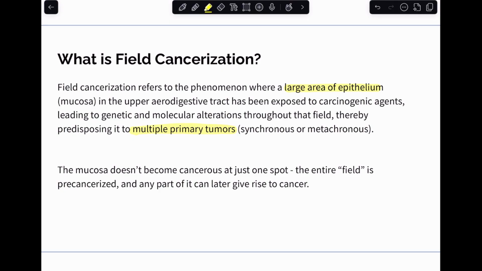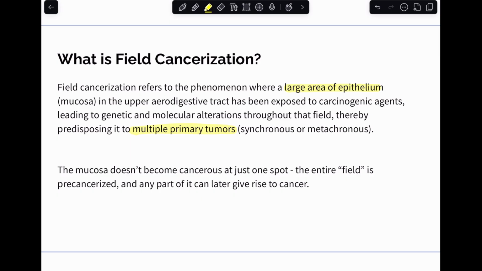So basically, in simpler terms, what it's saying is when you have been exposed to a cancerous agent, which can be tobacco from smoking, or it can be in quid users, all of the mucosa and the upper aerodigestive tract has been exposed to it.